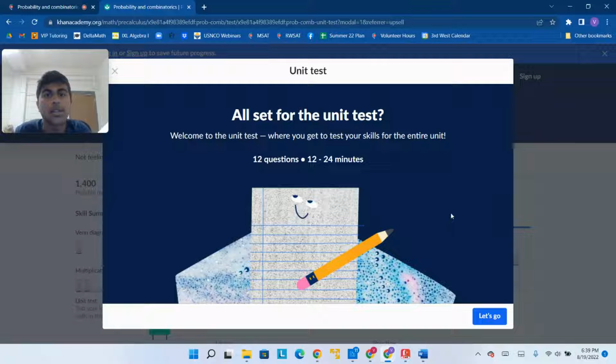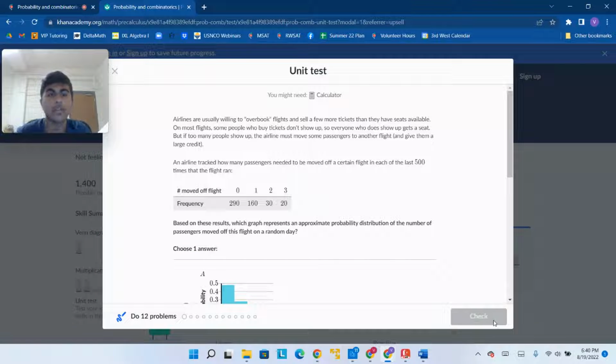And with that, let's get started on our first question of this unit. Here we go. Airlines are usually willing to overbook flights and sell a few more tickets than they have seats available. On most flights, some people who buy tickets don't show up, so everyone who does show up gets a seat. But if too many people show up, the airline must move some passengers to another flight and give them a large credit. An airline tracked how many passengers needed to be moved off a certain flight in each of the last 500 times the flight ran.